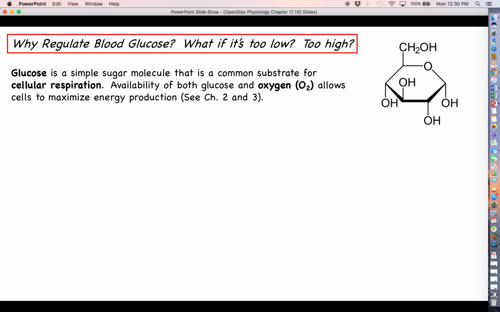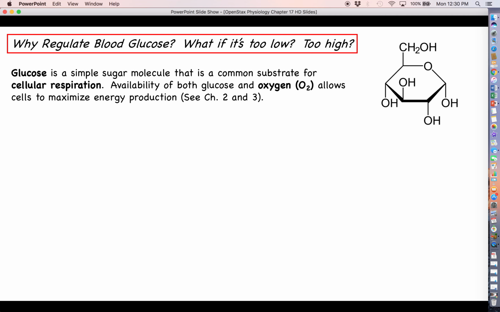But what's the purpose of this? Why do we want to keep blood glucose regulated? What's the point? Who cares if it gets too high, right? Who cares if it gets too low? Glucose is one of those monosaccharides that we talked about in Chapter 2, and it is a very common starting material for cellular respiration.